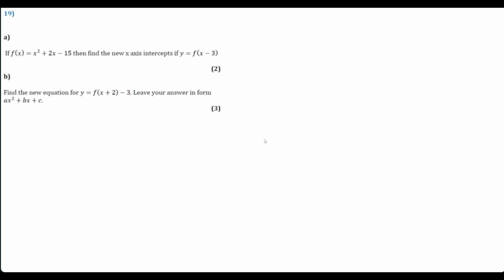Number 19, part A. If f(x) is equal to x squared plus 2x minus 15, then find the new x-intercepts if y is equal to f(x) minus 3. This is a graph functions question, and we need to first identify what type of transformation has taken place. So for part A, what's happening here is we have an f, then x plus c. This is an x shift.